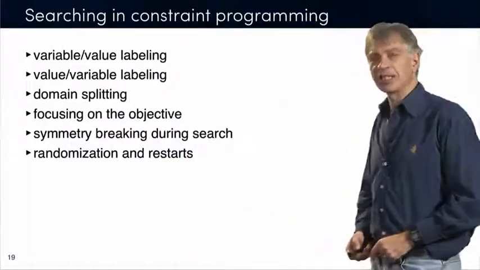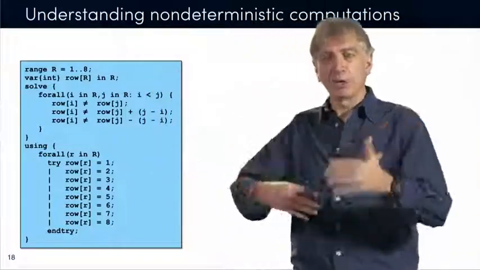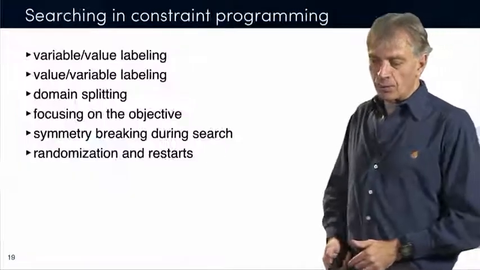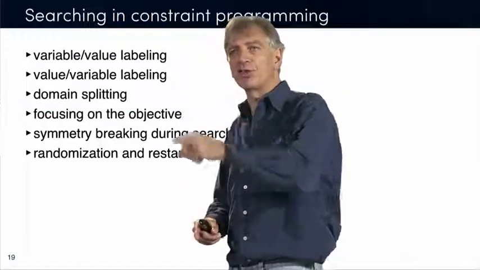Okay, so that's essentially how try and for all interact, and the way non-deterministic computation is basically computed. Okay, so what I want to talk about now are the various ways you can use this primitive to do various kinds of search.